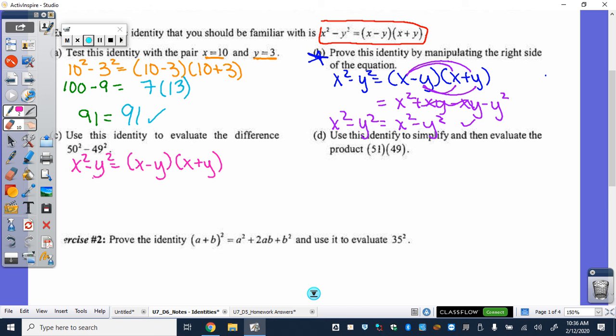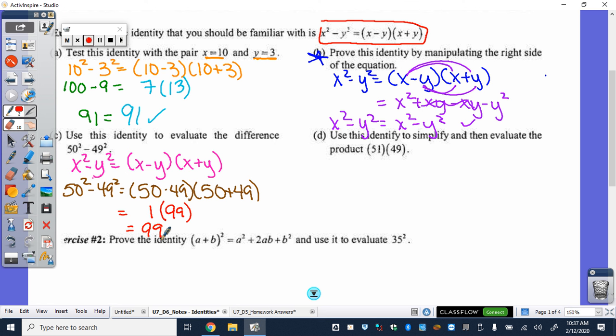So we're going to plug 50 in for x. And 49 is our y because the 50 goes first, the 49 went second. So our identity is saying it should be 50 minus 49 times 50 plus 49. It's going to give us our answer. So 50 minus 49, 1. 50 plus 49, 99. So we get 99.